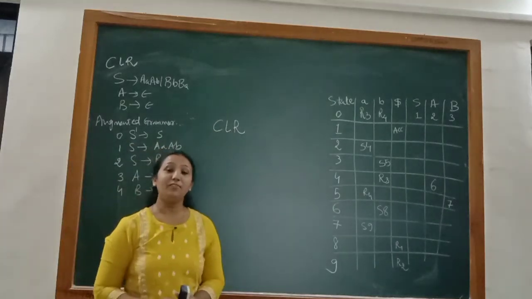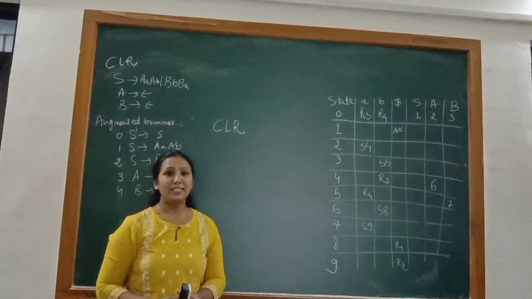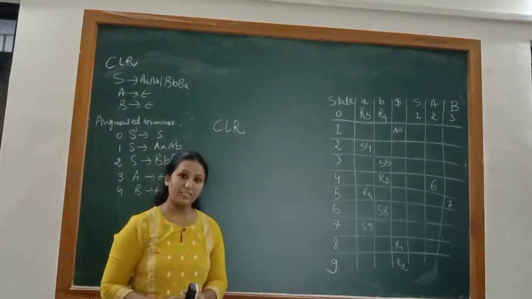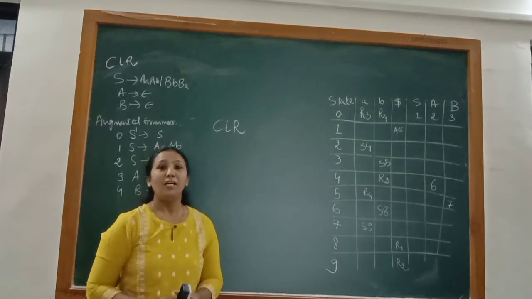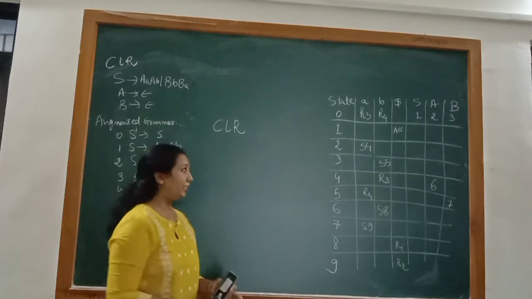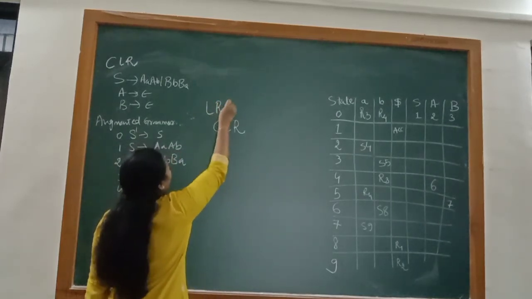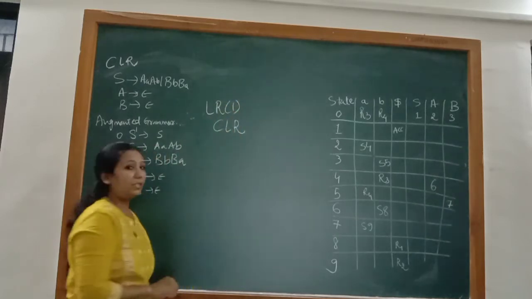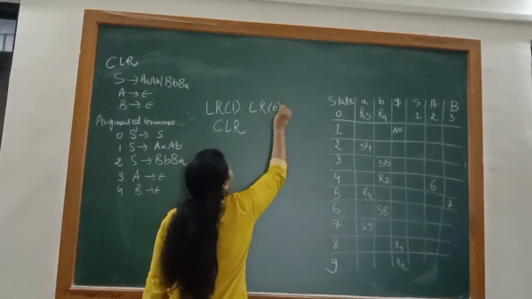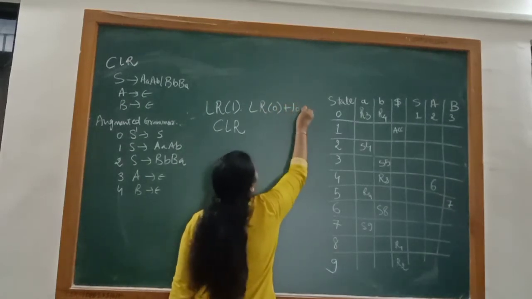Hello everyone, in this video we'll see another method of LR parsing called CLR. The LR1 is called CLR1. LR1 is nothing but LR0 plus a lookahead.